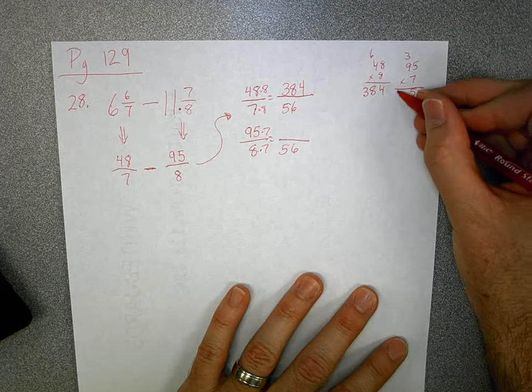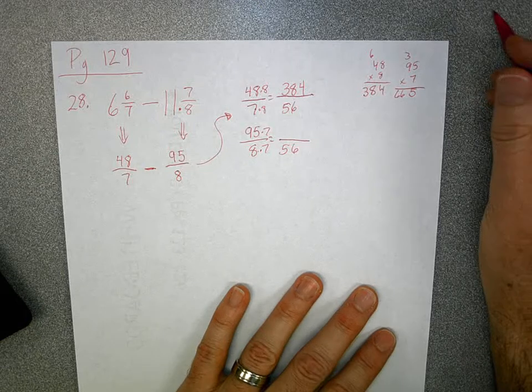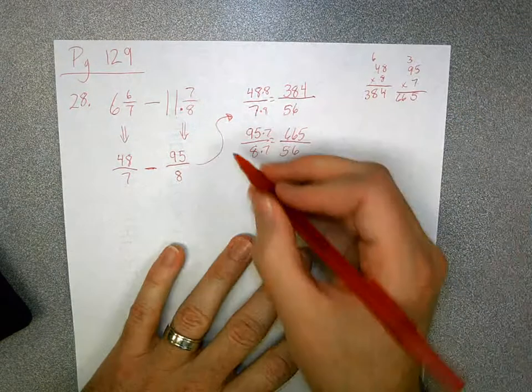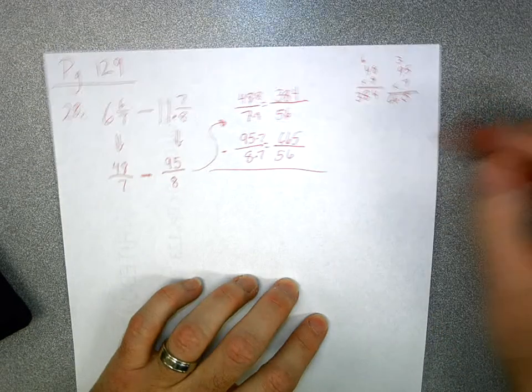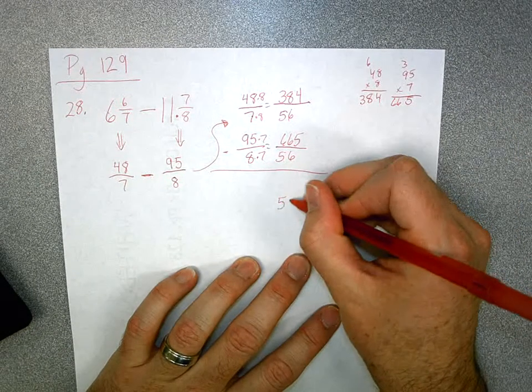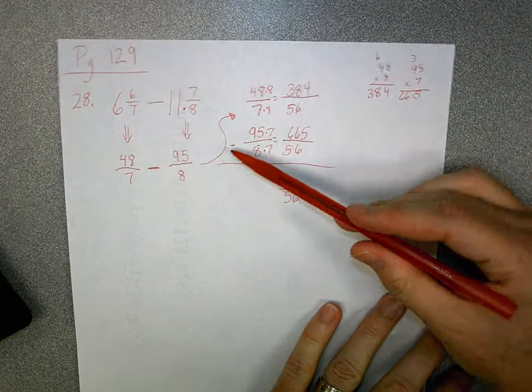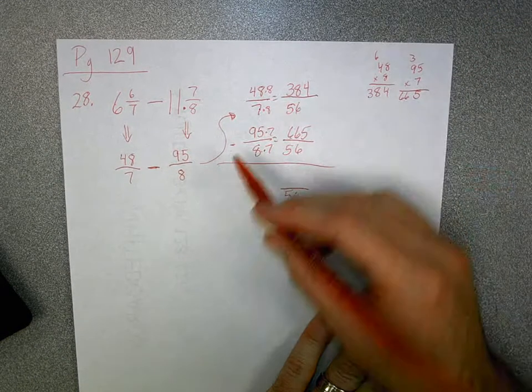63 plus 3 is 66. So we have 665 over 56. Now remember that this is subtraction. And now that we have common denominators, we can just bring the 56 down. Okay, but now we've got an issue here, right? We have subtraction. Now, this is where it gets a little tricky.